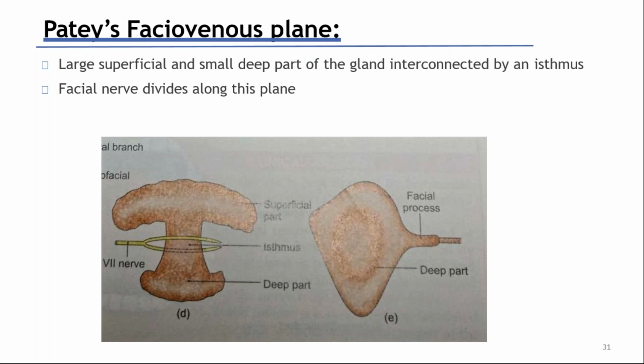So this is the Patey's faciovenous plane. This is important to the operating general surgeon because that plane differentiates between the superficial part and the deep part of the parotid. In this plane, the isthmus is present. Whenever you're doing a superficial parotidectomy, you don't need to cross the Patey's faciovenous plane. But while you're doing a total parotidectomy, you should be very careful in dissecting the plane and accessing the deep part of the parotid.